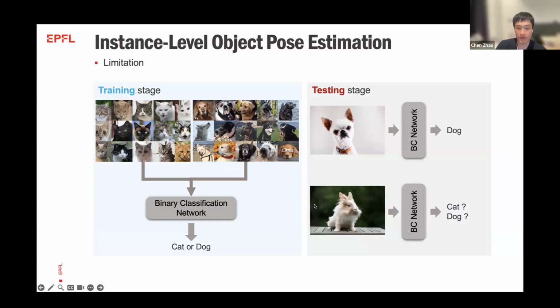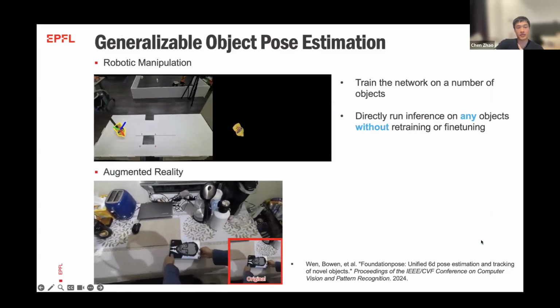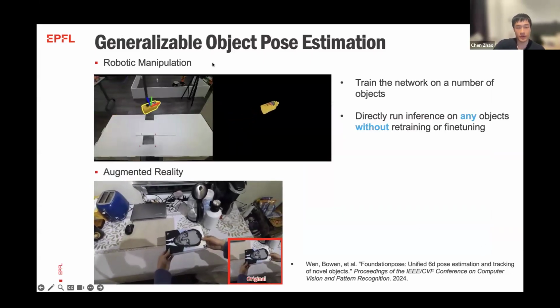But if we have a rabbit and we still use this binary classification network, of course, we cannot get the correct label, because neither cat nor dog is correct for this image. So that's why it's really hard to make a deep learning network generalizable to unseen objects. And this is actually our goal.